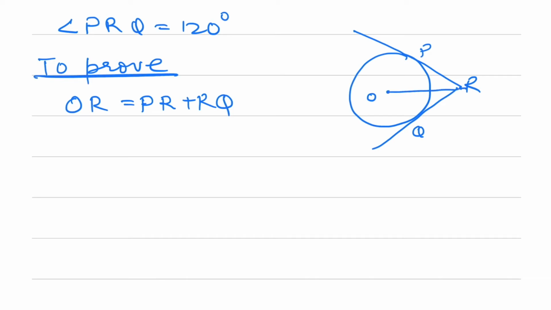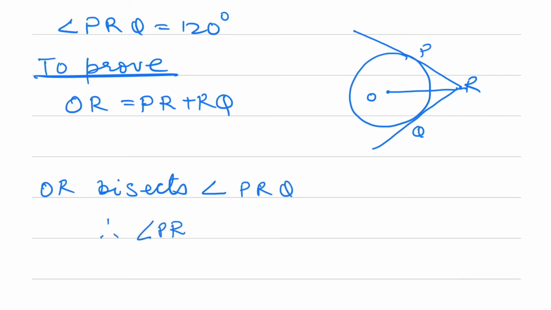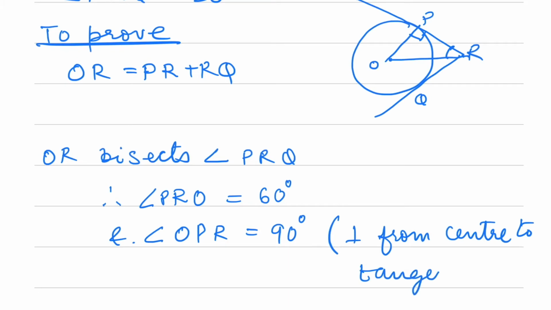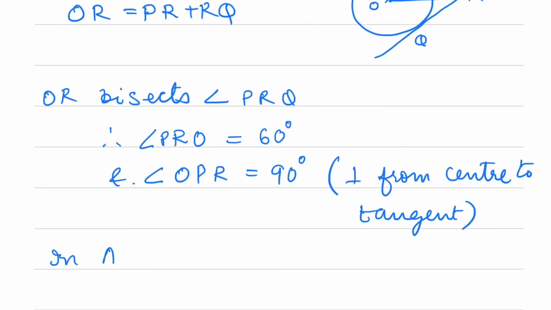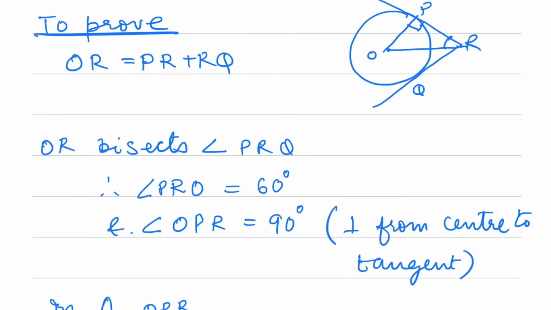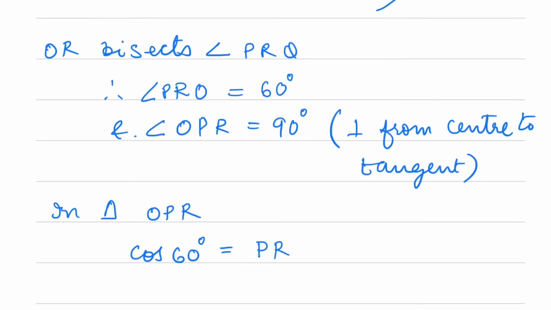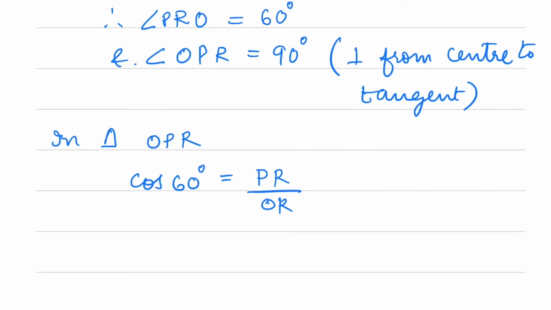This is OR. Now we know that OR bisects angle PRQ. Therefore, angle PRO is equal to 60 degrees. And if we join OP, angle OPR is equal to 90 degrees, because the perpendicular from the center to the tangent is at the point of contact. Okay, so in triangle OPR, this angle is equal to 60 degrees. So we have cos 60 degrees is PR by OR. Cos 60 degrees is half, which is equal to PR by OR.